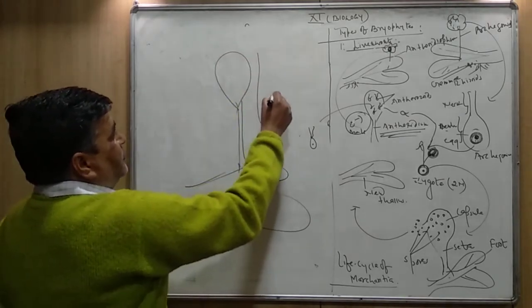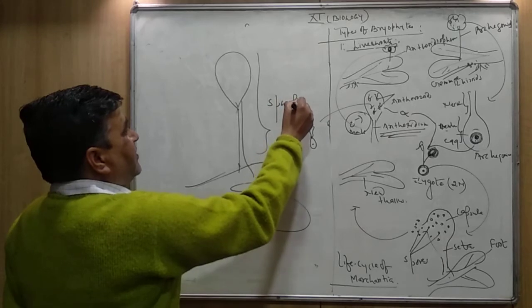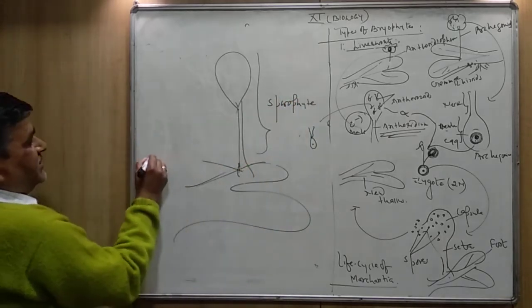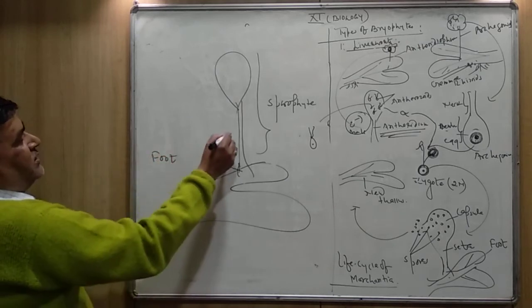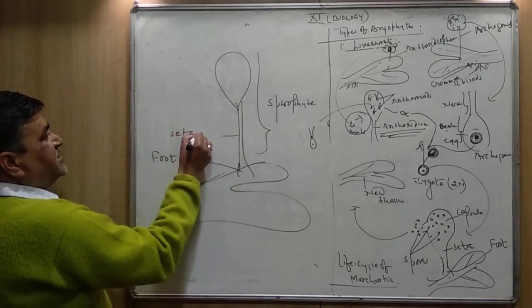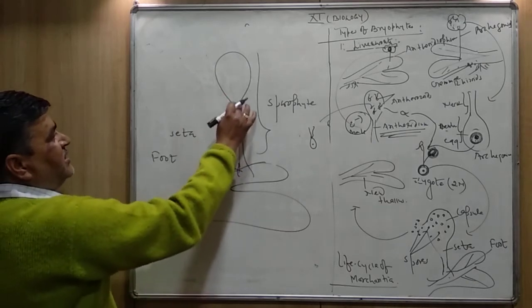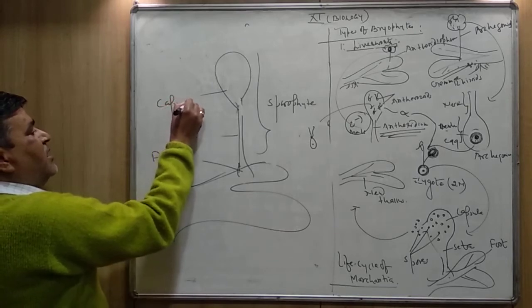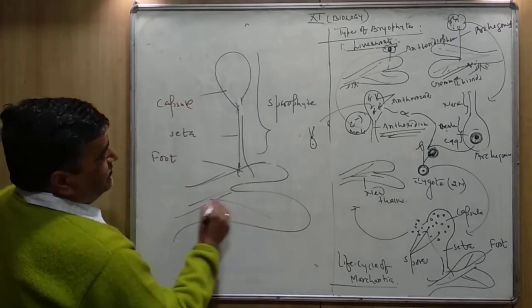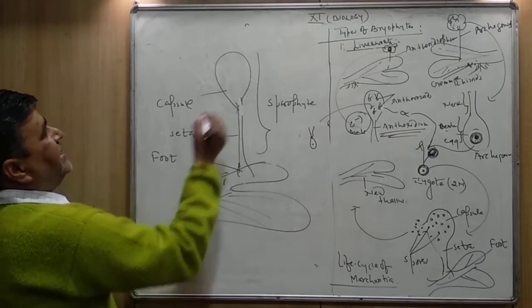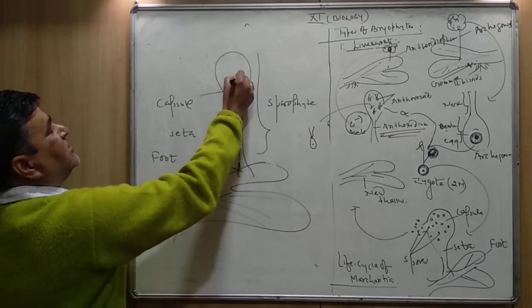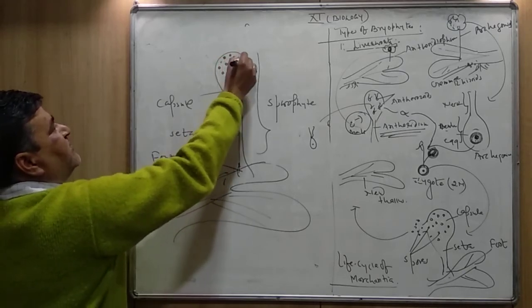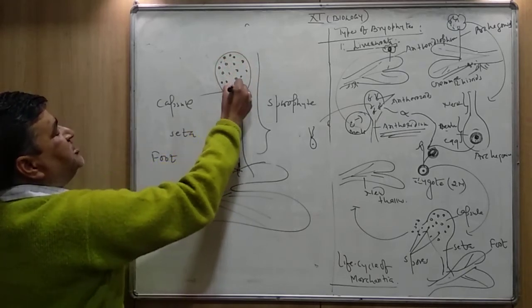This is the sporophyte, and this sporophyte has how many parts? Three parts. The basal part is called foot. This elongated part which connects the capsule to the foot is called seta, and this upper part is called capsule. This is the thallus, and inside the capsule later on so many minute haploid spores are formed by the process of meiosis division.